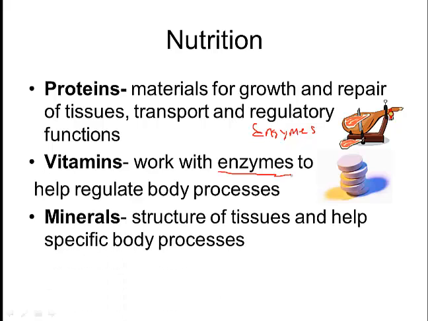And then finally we have minerals. A lot of different minerals that we take in, like calcium, makes up the structure of bone. So a lot of our different minerals will make up the structure of our different tissues. Iron is a mineral that we have to take in that helps our body to transport blood. So that's a specific body process. Magnesium is another one that helps enzymes work. So there's a lot of different places where minerals come in that we need to take them in.